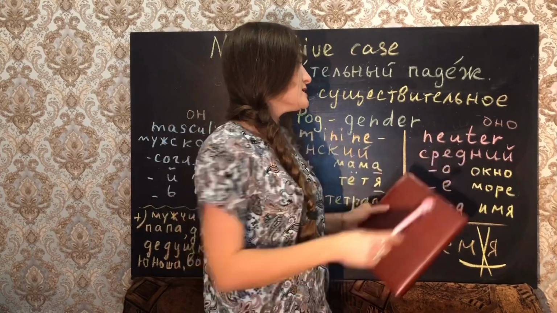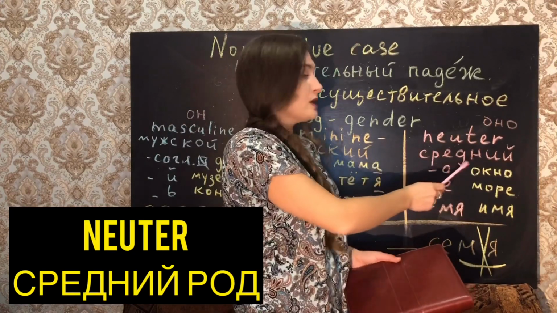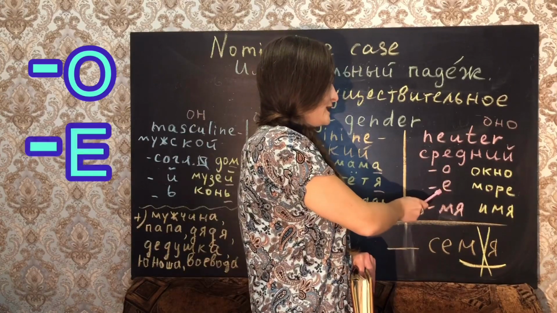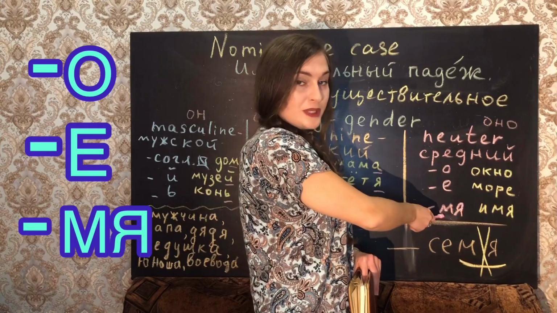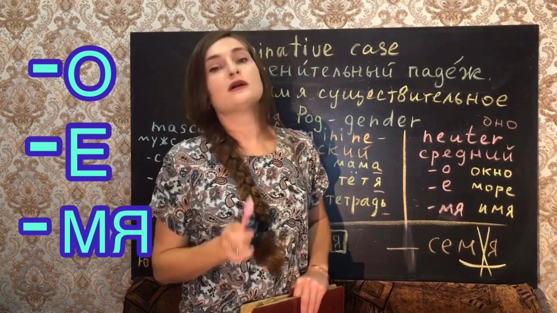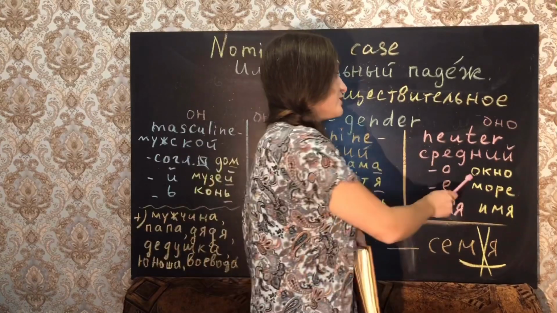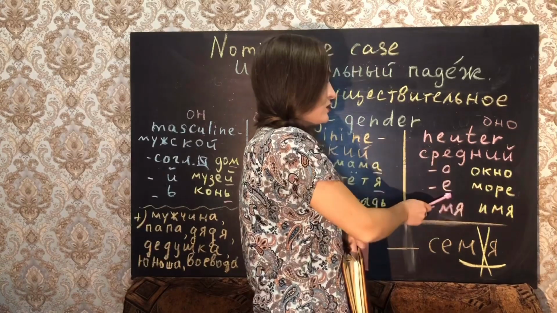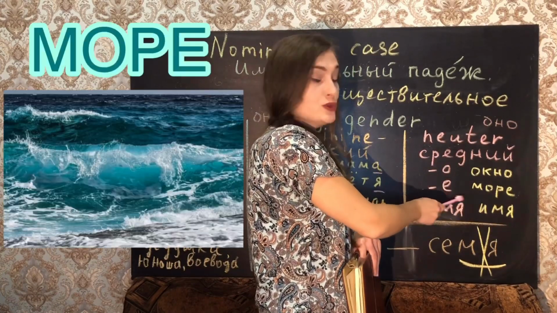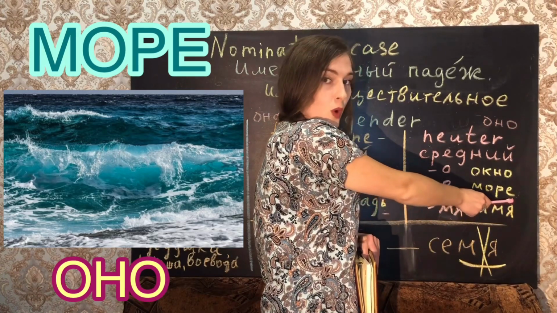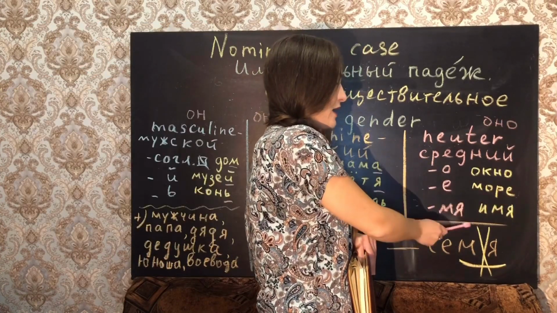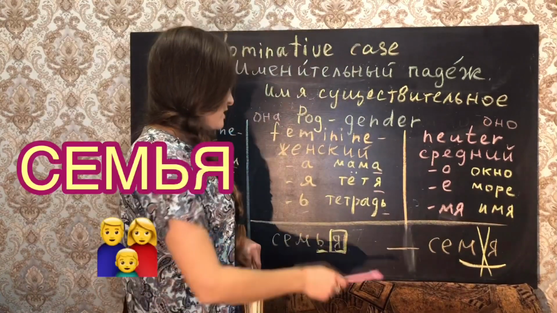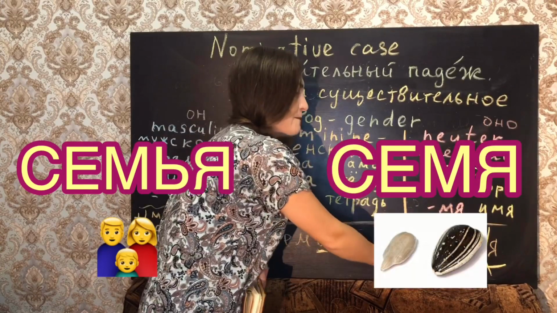And the third one is neuter, средний род. Оно can help us to realize it. Средний род. О, е, мя at the end of the word means that this word is of the neuter gender. For example, о, окно, оно, окно, the window. Е, оно, море, е, оно, средний род. Мя, оно. So let's compare семья and семя.